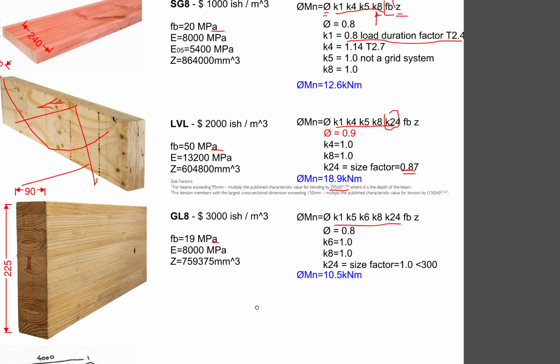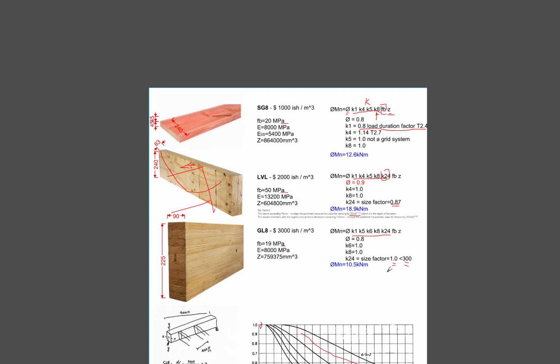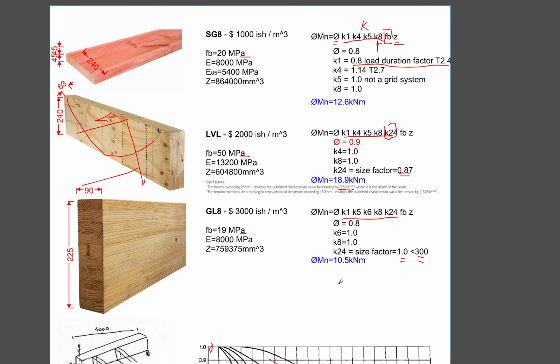But for LVL, if you look at the code, it says anything less than 300 does not get reduced. So it's still going to be K24, still going to be 1.0. So that's the bending design of the timber beam.